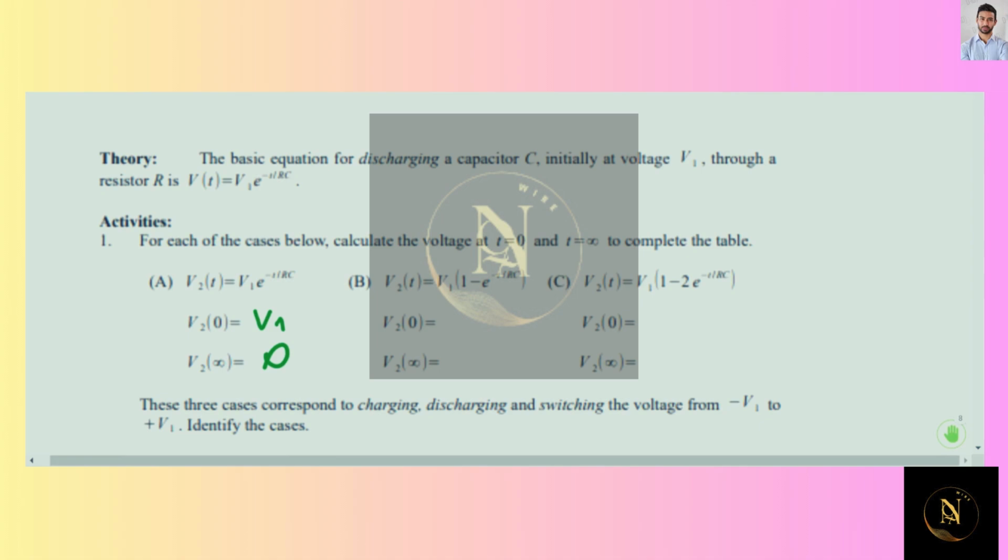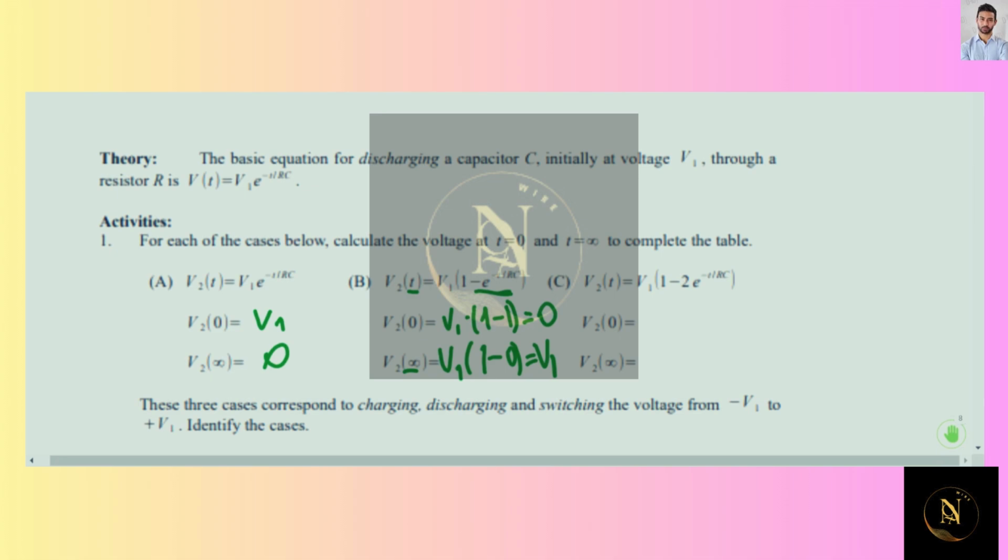So next, the second function is a little bit similar, but it's 1 minus exponent. Therefore, when time equals 0, this exponent equals 1. Therefore, the voltage equals V1 multiplied by 1 minus 1, which is 0. On the other hand, when time is infinity, the exponent becomes 0, so the voltage equals V1 multiplied by 1 minus 0, which is V1.